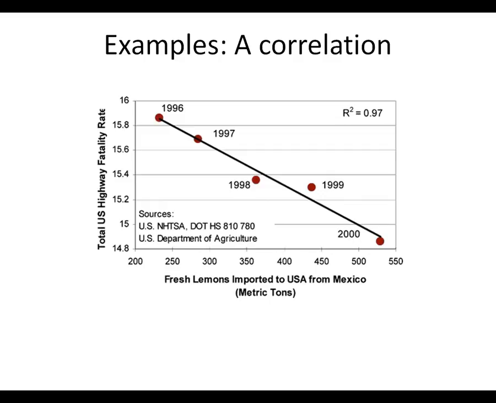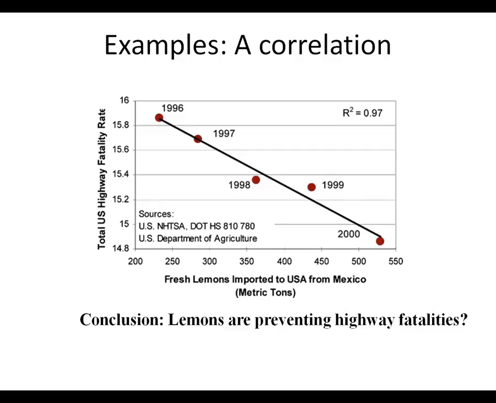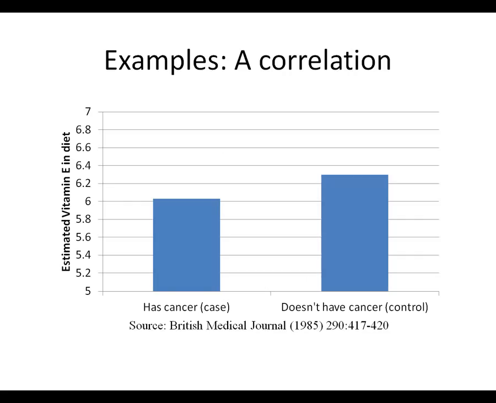Okay, so that's correlation. And from that, if you're not careful, you might think, well, does that mean that lemons are preventing highway fatalities? So the more lemons you have, the lower the fatality rate. That's sort of a silly example, but it is no different than this figure. This is also a correlation.